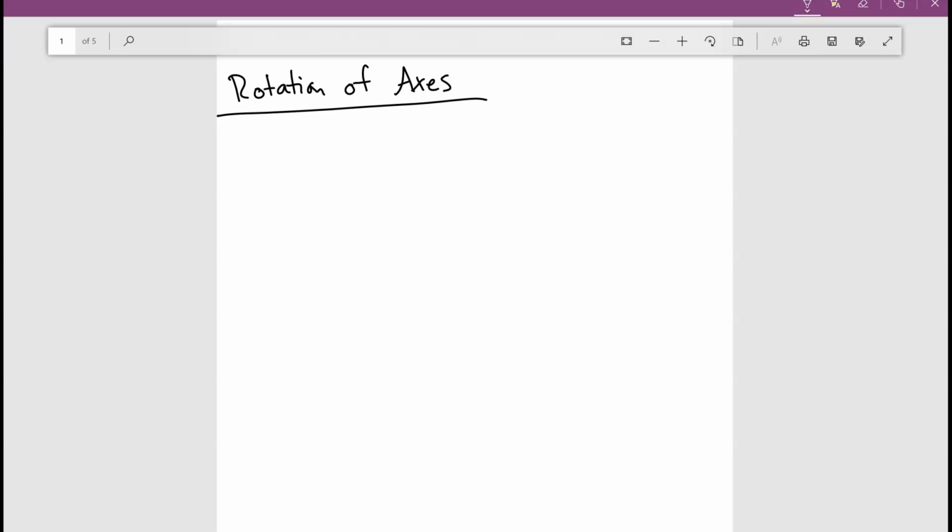In this video, we are going to talk about rotation of axes. So far we've talked about conics, and conics have a general form of ax squared plus cy squared plus dx plus ey plus f equal to 0. This is the type of conics that we've dealt with. So we know that this can be a circle, a parabola, hyperbola, ellipse, whatever.